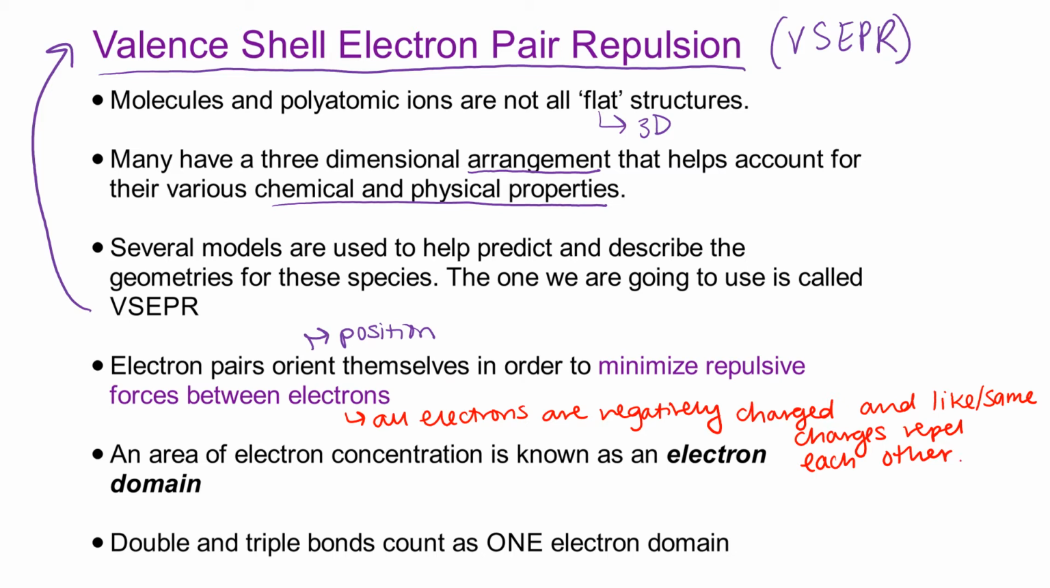In these structures that we're going to be looking at, the electron pairs are going to position themselves so that they are repelling one another. What an area of electron concentration is known as, and what we're going to be referring to it as in this video, is an electron domain. So just an area of electron concentration. Another way of thinking about it is an area where electrons could be found in the molecule.